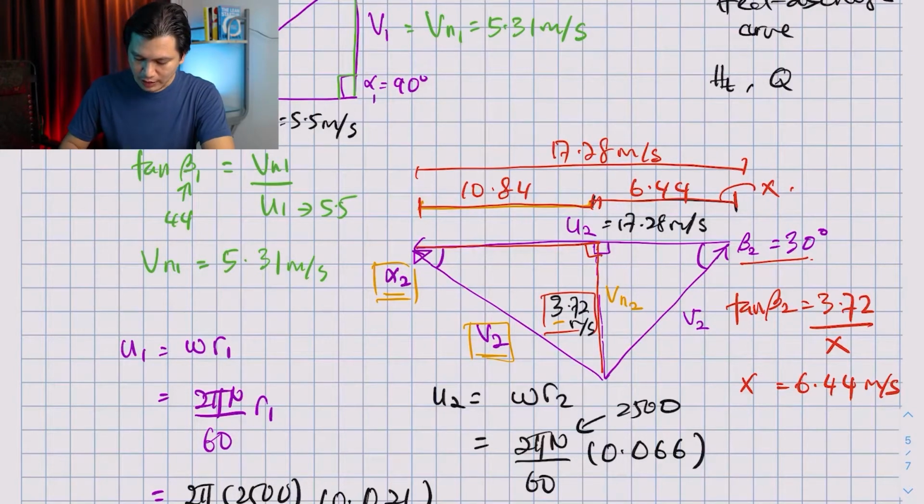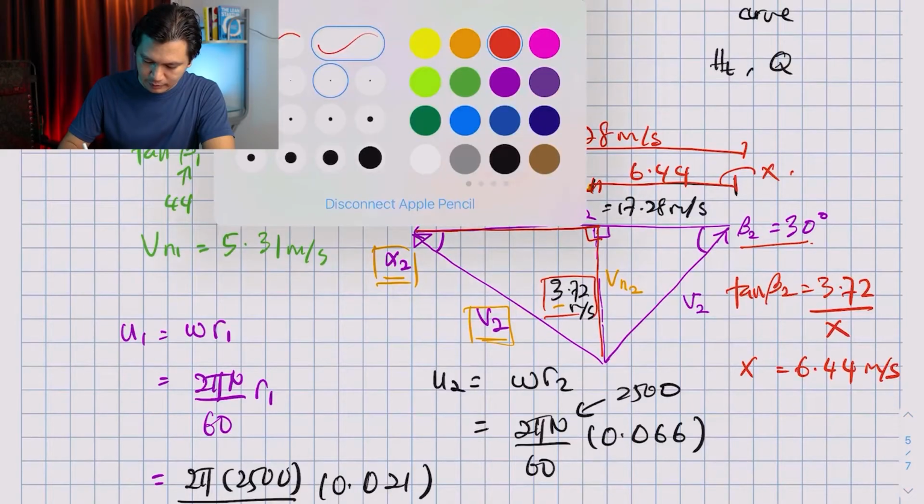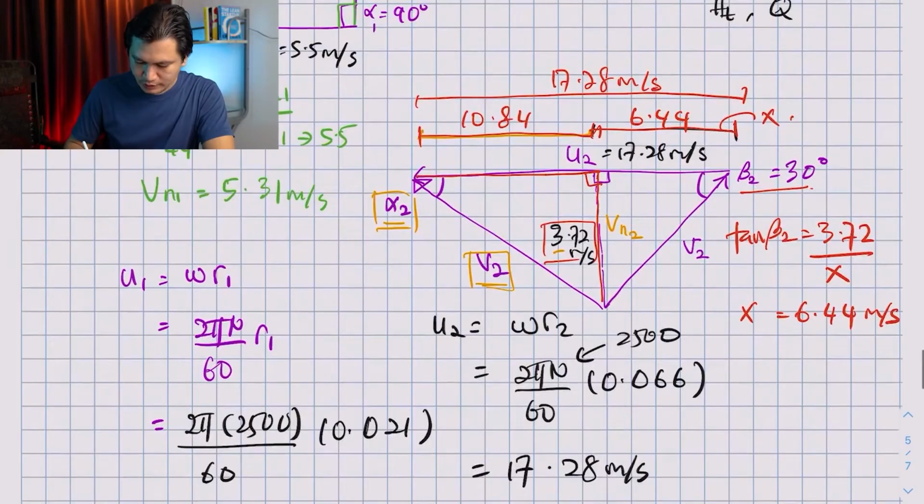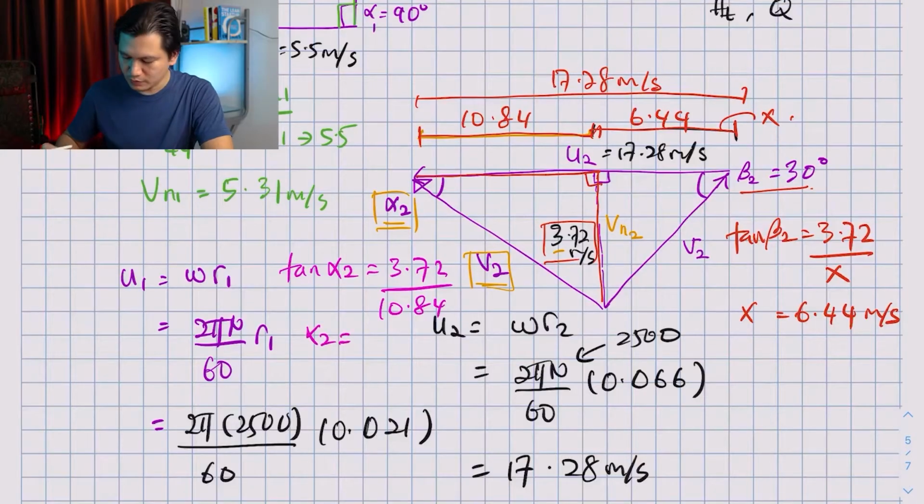Now because this is 90 degrees, you can actually now find alpha 2, and you can also find V2. That's how you do it. So alpha 2, let me write this in another color. So let's do pink here. So alpha 2, if I do tangent alpha 2 is equal to 3.72 divided by 10.84. So I'm going to have alpha 2 equal to 18.9 degrees. Okay, if I label it here, this is 18.9 degrees. And I can also find V2, right?